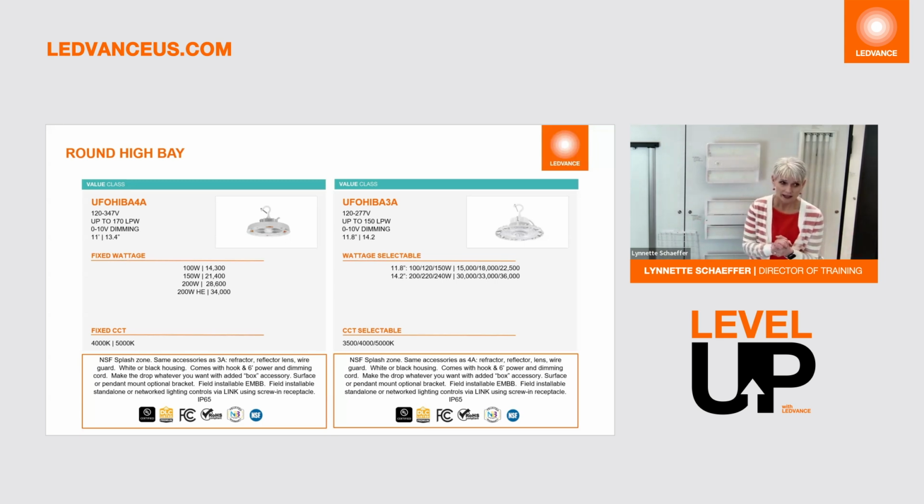Well, the 4A is slightly smaller with a few less lumens, but excellent lumens per watt, 170. Plus, it is also available in 120 to 347. It does also feature that fixed wattage and fixed CCT. The 3A, on the other hand, is offered only in 120 to 277 volts.